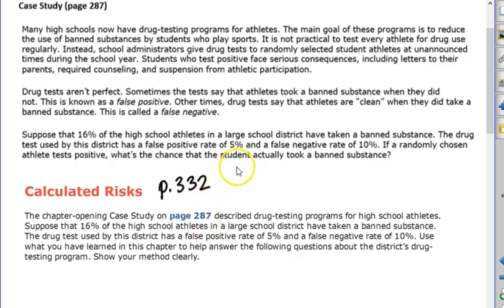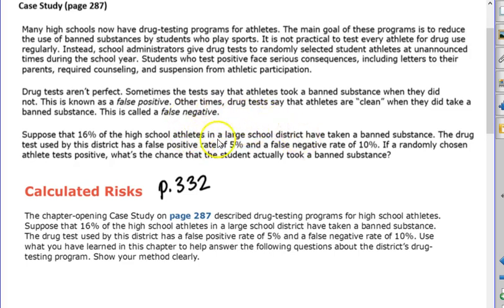Drug tests aren't perfect. Sometimes the tests say that athletes took a banned substance when they did not. This is known as a false positive. In other words, the test was positive, but the athlete actually didn't take a drug. Other times, drug tests say that the athletes are clean, they didn't take a drug, when they actually did take a banned substance. This is called a false negative. It failed to identify the drug they had taken.